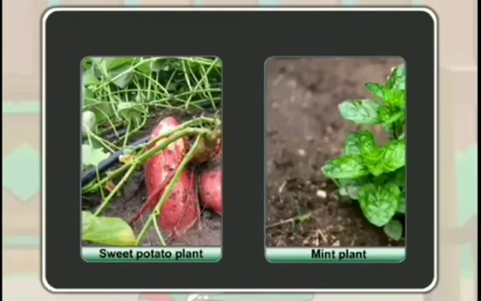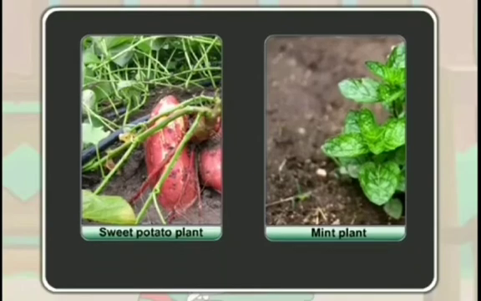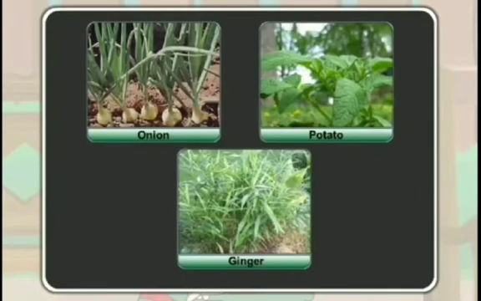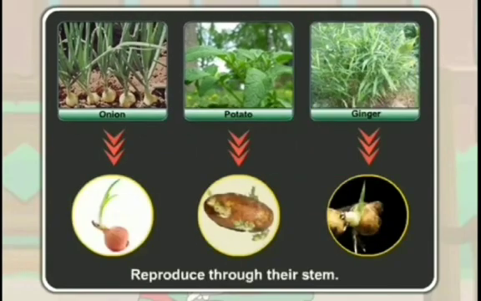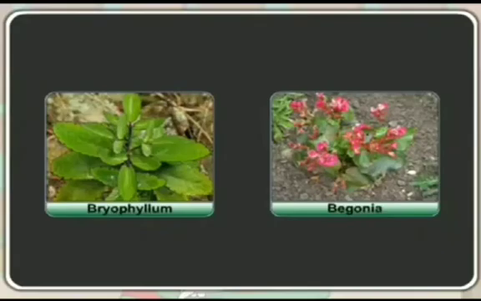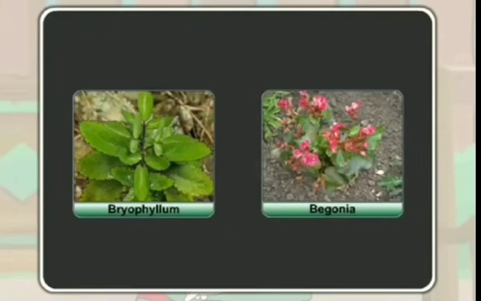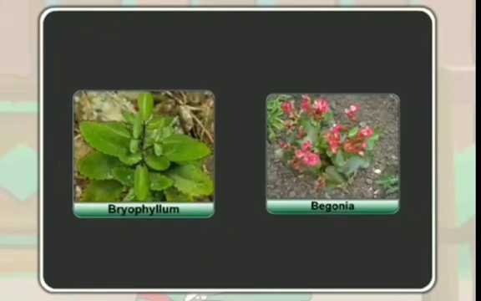Plants like the sweet potato and the mint reproduce through their roots. But some plants like onion, potato, and ginger reproduce through their stem. Now, let us see reproduction in plants through leaves. Plants like bryophyllum and begonia reproduce through their leaves.